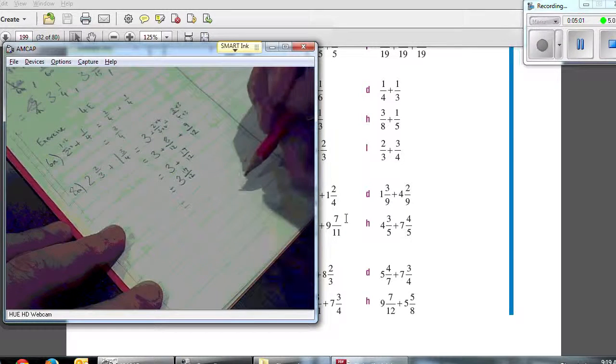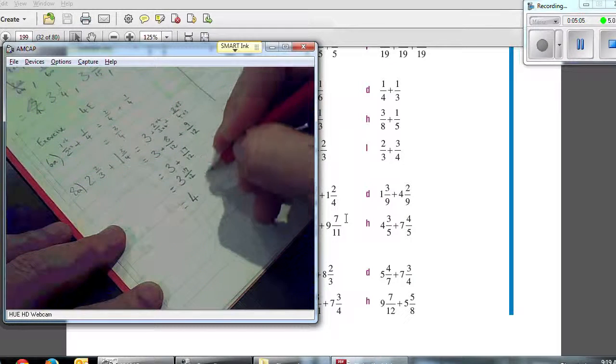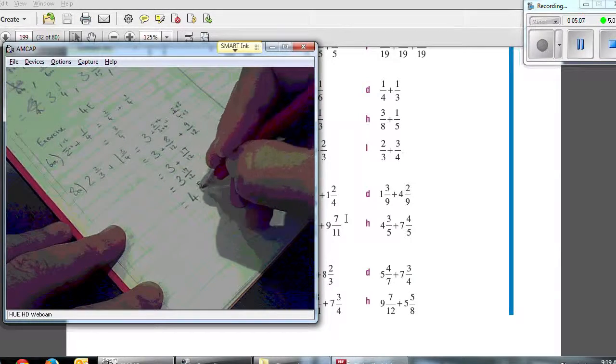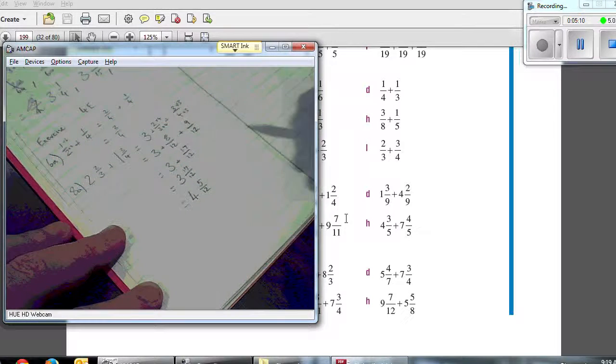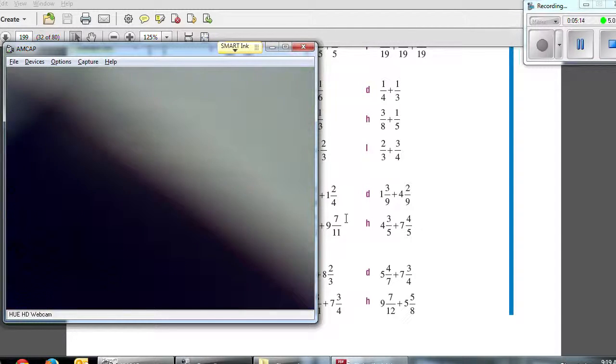I need to take 12 away from 17, which leaves me with 5. It also means that I now have an extra whole number. You can't simplify this, so that's my answer. Okay?